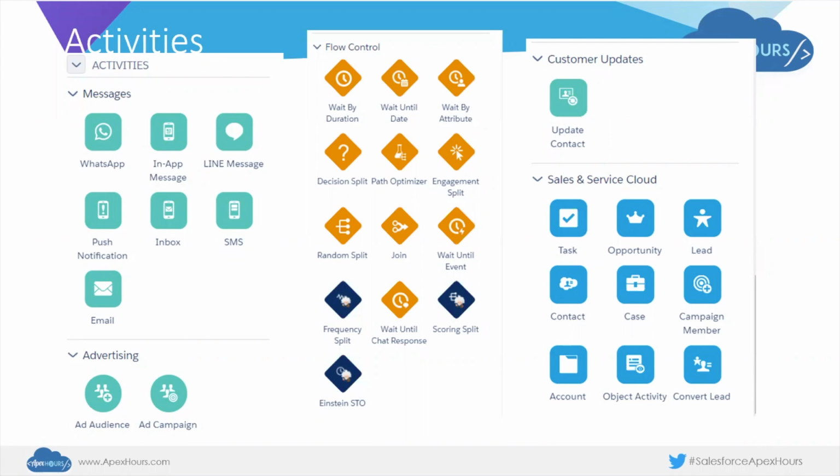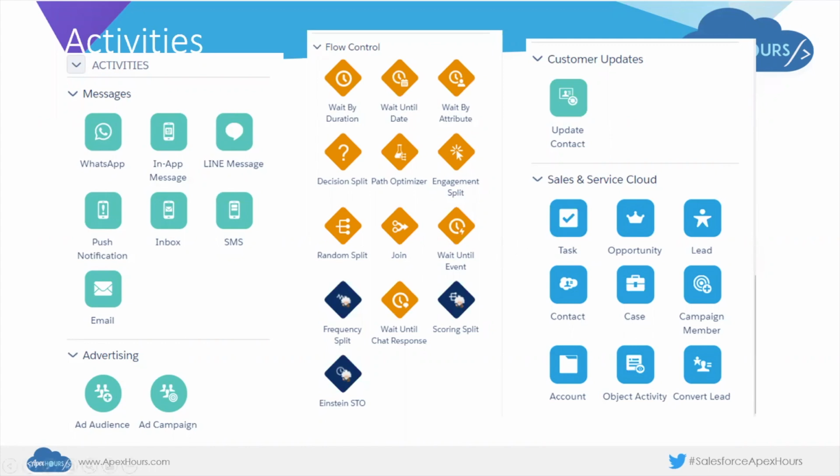And the next one is the customer updates. This activity prompts the system to update a contact's information in a data extension. Let's say you want to note a list of all the contacts who have entered the journey or exited the journey, you can use this activity and update the data extension, maybe indicating that the customer has entered the journey. So you can use this activity to update some data in the data extension.